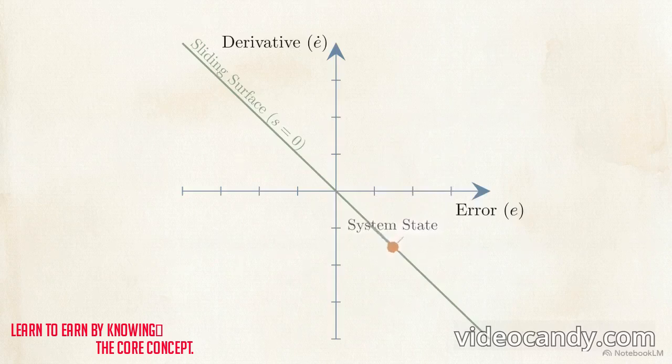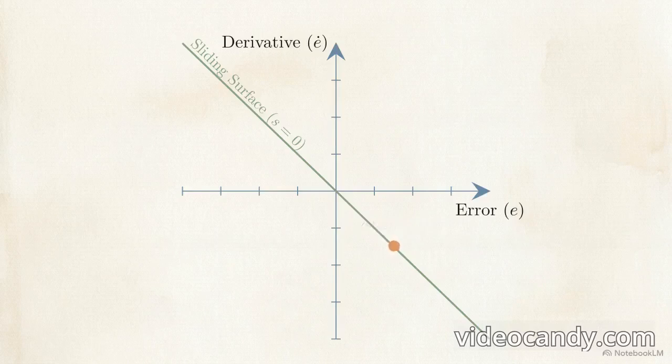When activated, the current state moves towards this diagonal line during the reaching phase. The control law uses equivalent and discontinuous components to force the state onto the line. Once it makes contact, it enters the sliding phase, following the sliding surface directly to the origin, becoming mathematically insensitive to external disturbances. Despite its robustness, SMC has a significant mechanical limitation known as chattering.